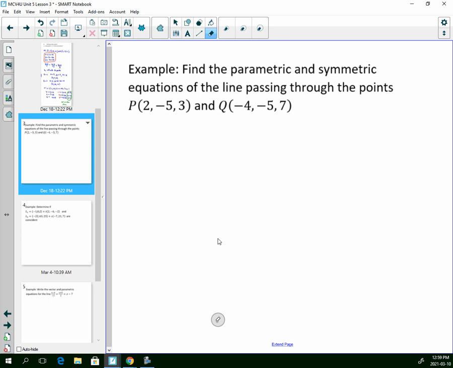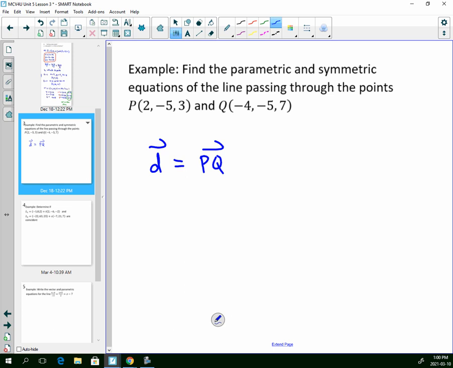So if you think of your equations of these lines, we need a point. Well, we have 2, so we have 2 options for the point. We also need a direction vector. So our direction vector could be P to Q, or it could be Q to P. Keep in mind that there are always alternate answers.